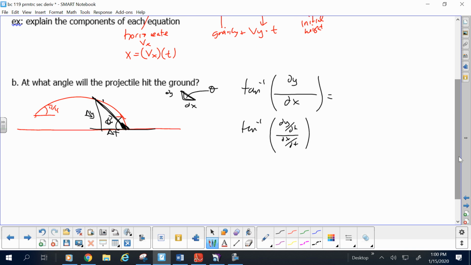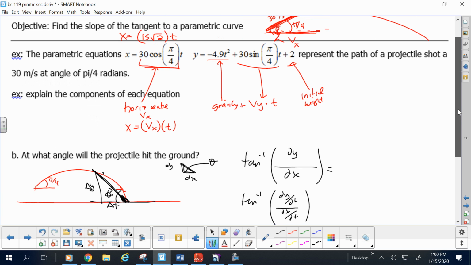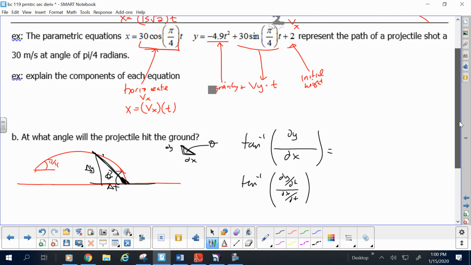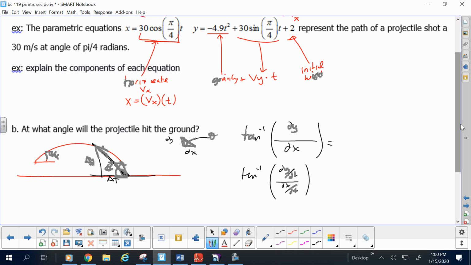All right. Now then, calculator time or not yet? Let's do a little more without a calculator, shall we? Inverse tangent of, what's dy dt?